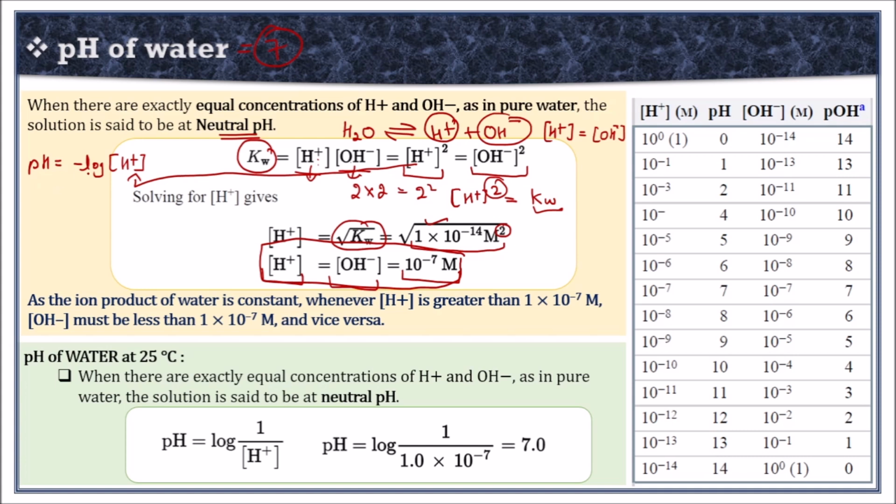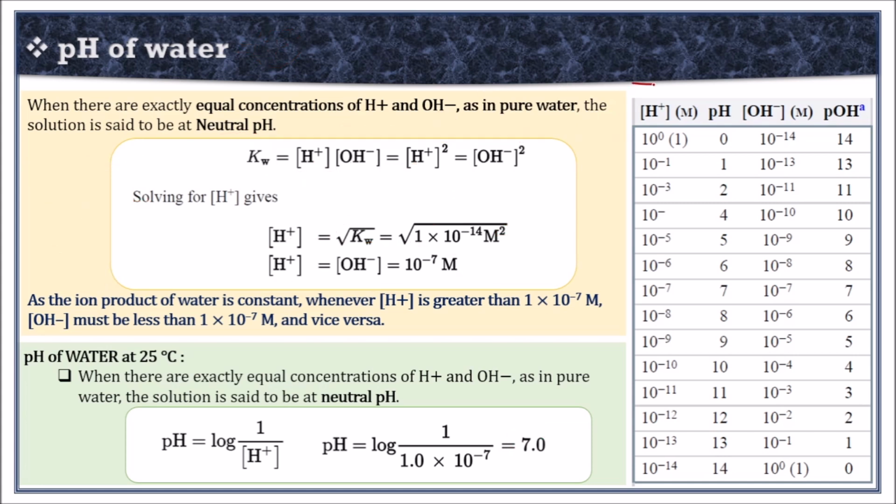So pH is equal to minus log H plus. So it is equal to minus log of 10 to the power minus 7. So log is simply what will be the power of 10 in order to get this value, which is 10 to the power minus 7. So the power will be minus 7. So minus 7, and that will give you minus minus plus, and so our answer is 7. Okay, so the pH of water at 25 degrees Celsius is 7 for pure water, and this is the neutral pH. Now I want to move your attention to this table.